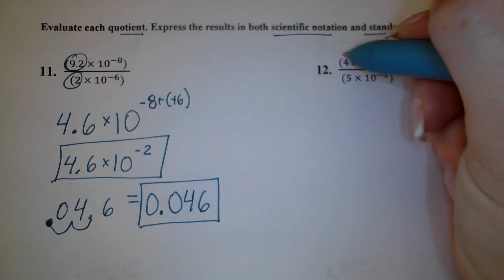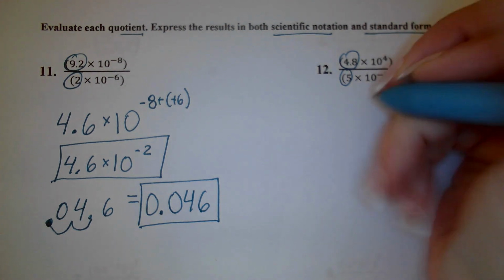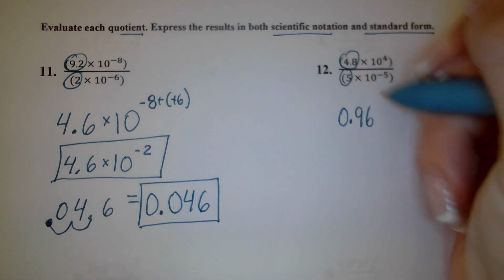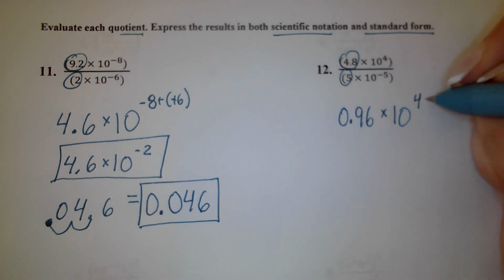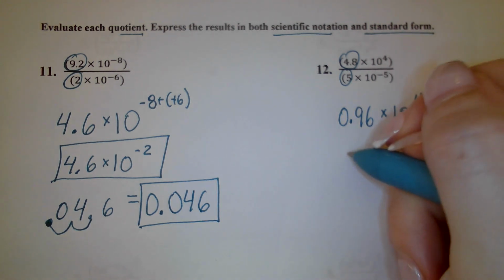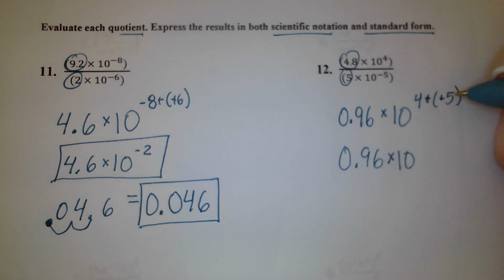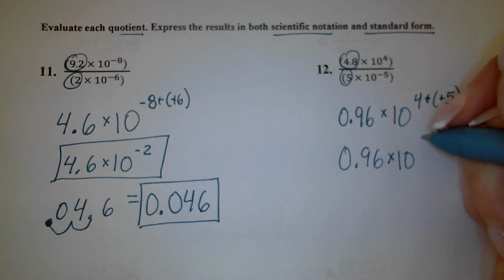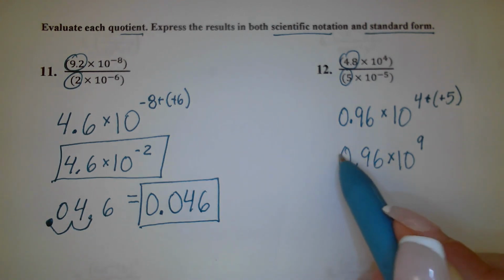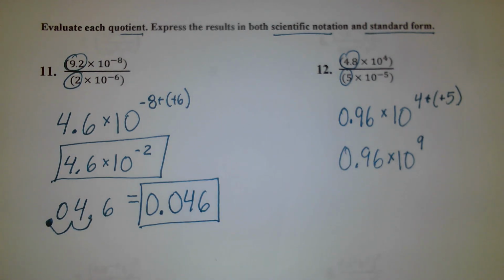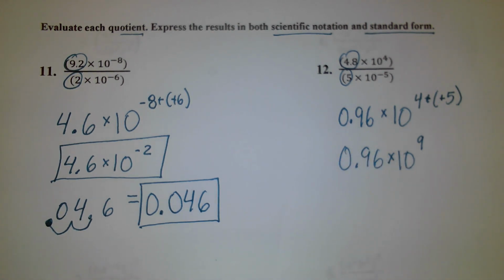Our last one, again, we have division. So we get 4.8 divided by 5, which is 0.96. Times 10, the base is going to stay 10, and then we're subtracting 4 minus -5. So we get 0.96 times 10, this cancels out and becomes plus. 4 plus 5 is 9. Now, we're not in scientific notation because there is no digit in front of the decimal. It's a 0. Remember, our number that we're multiplying needs to be between 1 and 10.